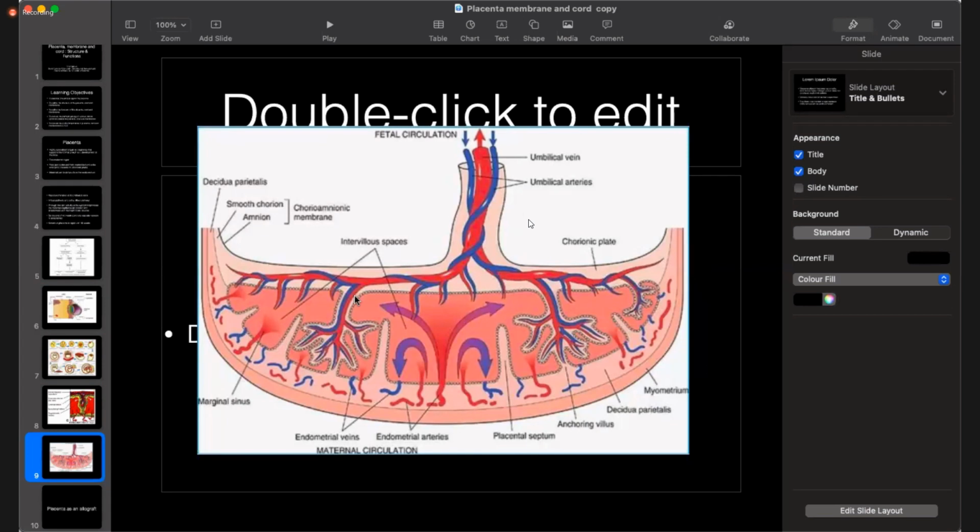Sometimes if there are any possibilities of missing cotyledons, we may have to check whether it is inside the uterine cavity. Leaving a cotyledon can lead to excessive bleeding or infection later. Okay, so these are the structures.